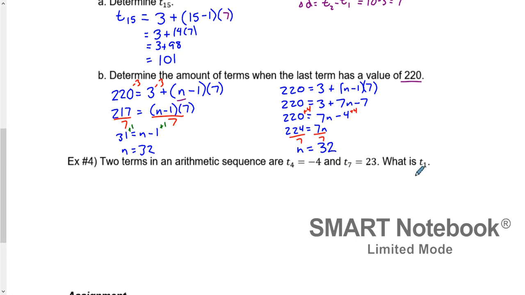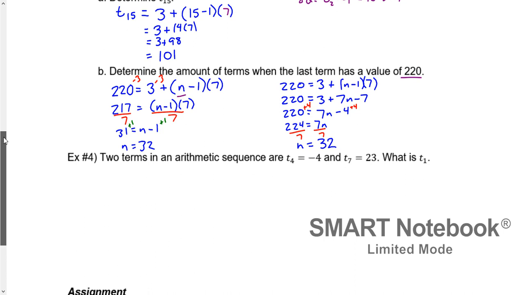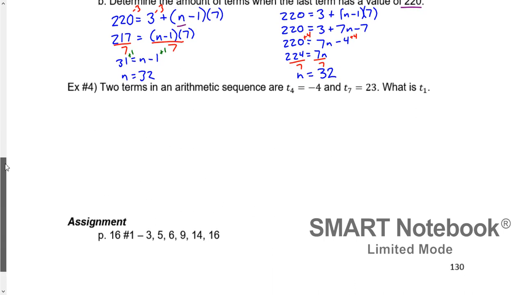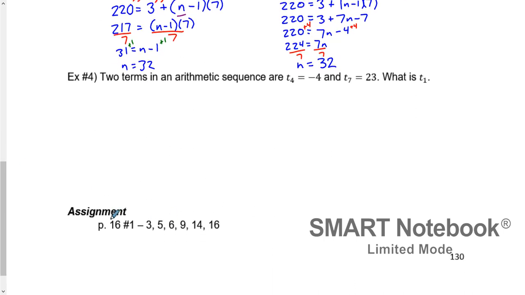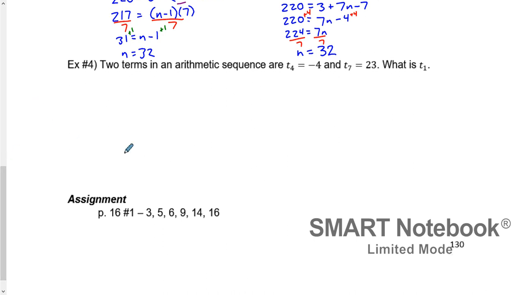So here we're going to take a question. I'm just going to scroll down quite a bit further. Depending on the year, I might change my questions. So depending on which year you're watching this, don't pay attention to these, pay attention to the questions on your actual handout. We're going to find term 1 when we have two terms already.